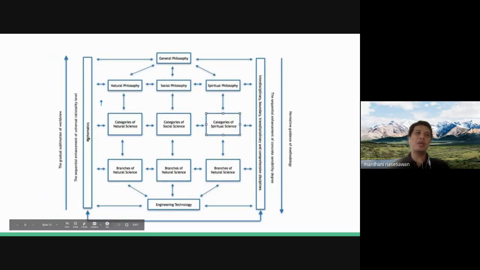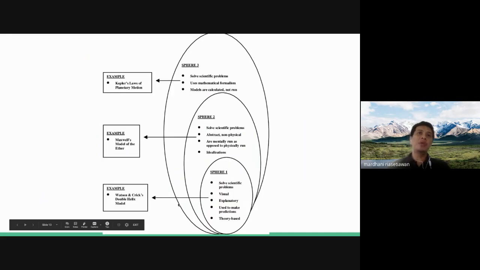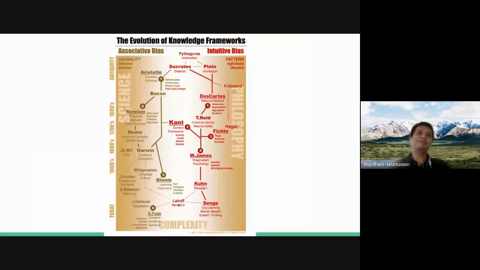We use the approach of mathematics to implement realism and positivism as an engineering technology approach. So that would be the most important thing. And this is an example of the evolution of knowledge frameworks pushed by a lot of philosophy and also the approaches that we discussed before.